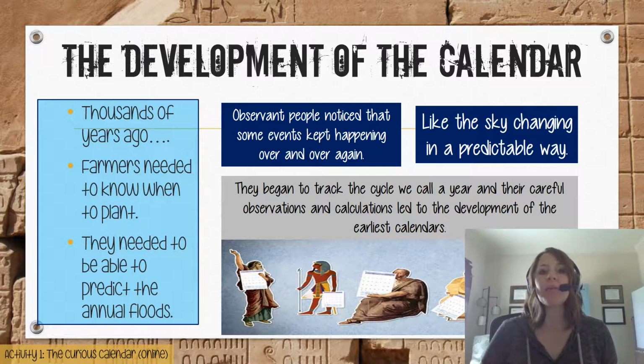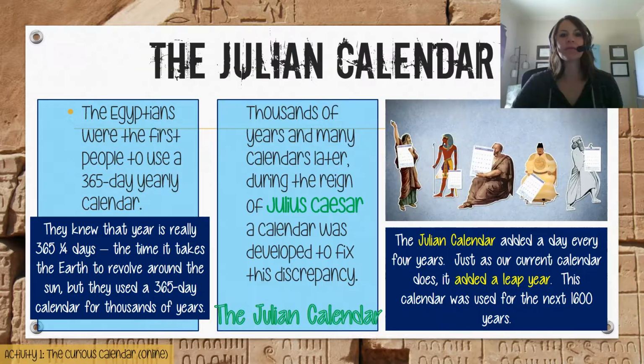So observant people noticed that some events kept happening over and over again, like the sky changing in a very predictable way. So they began to track these cycles that we call a year, and their careful observations and calculations led to the development of the earliest calendars. The Egyptians were the first people to use a 365-day yearly calendar. They knew that the year is really 365 and 1/4 days, the time it takes the Earth to revolve around the sun, but they used a 365-day calendar for thousands of years.